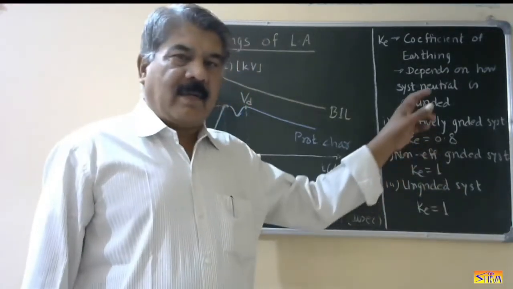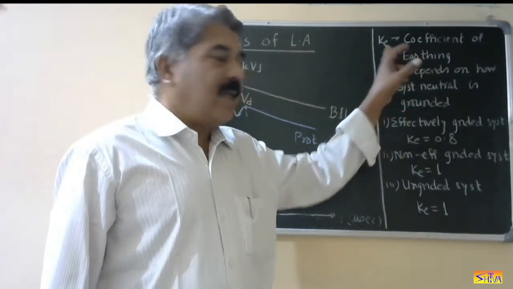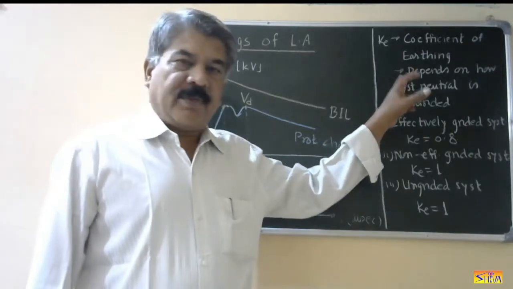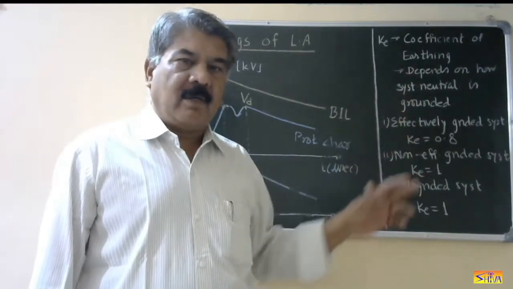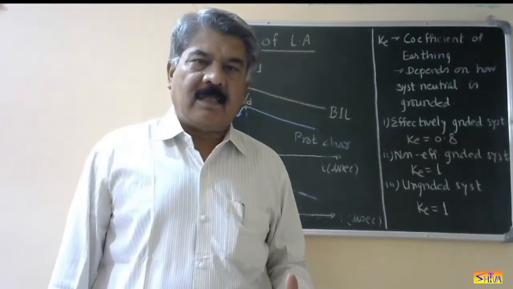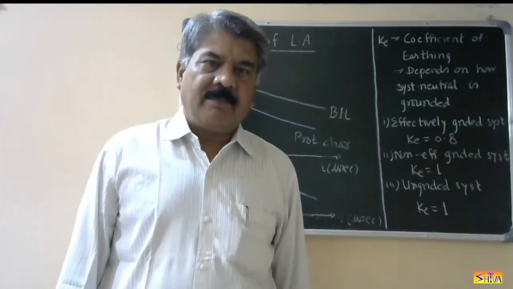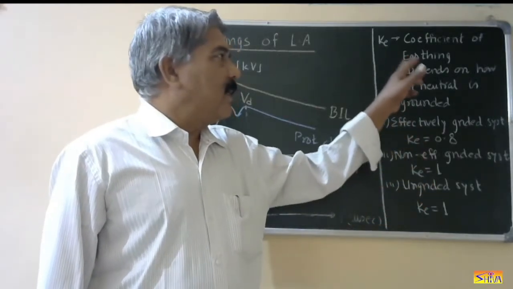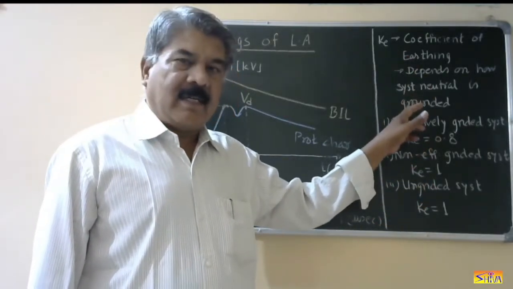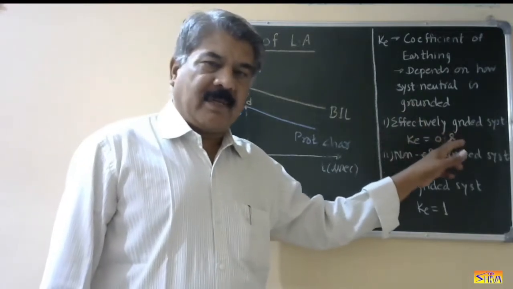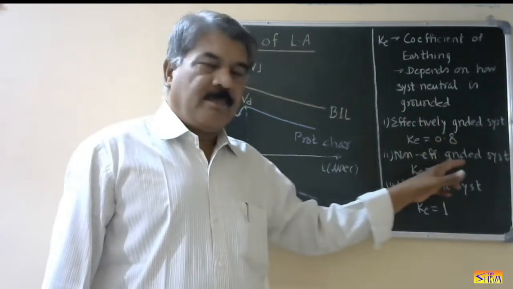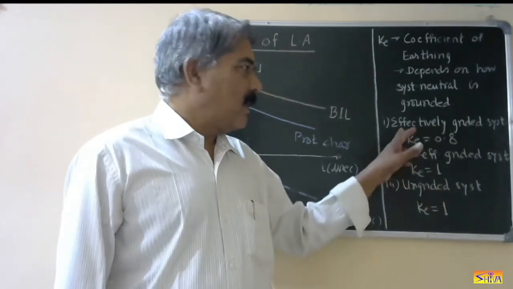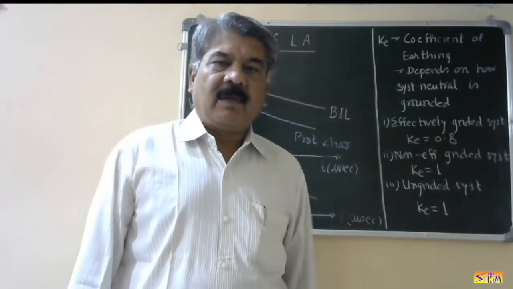So next I will define and discuss Ke, that is the coefficient of earthing. This coefficient of earthing basically depends on how the system neutral is earthed, that is how the system neutral is grounded. Now depending on the method of grounding, the systems are divided into three categories. Number one is effectively grounded system, number two, non-effectively grounded system, and number three, ungrounded system. Now let us see what is an effectively grounded system.